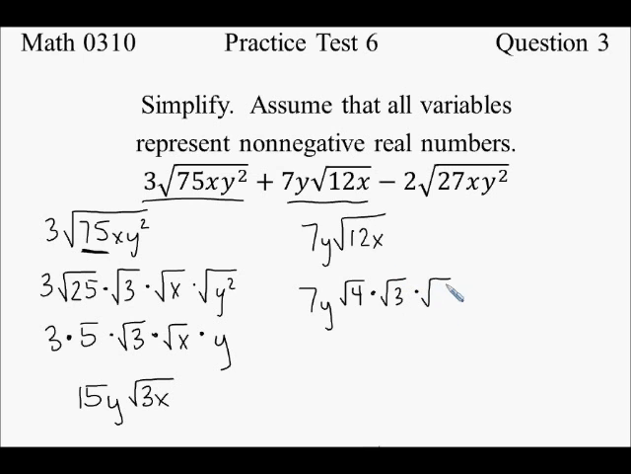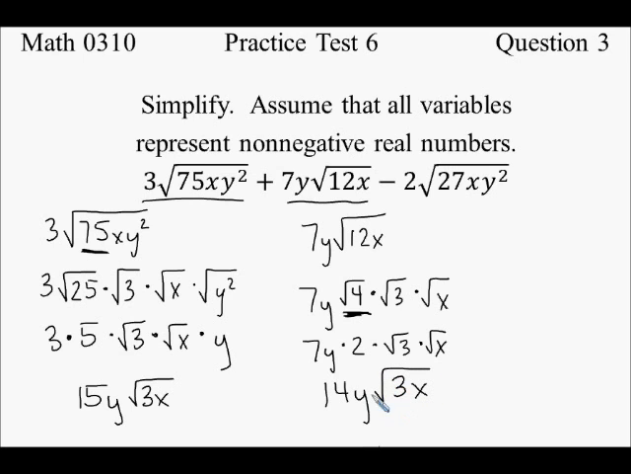So we've sort of broken it up into pieces. And we broke 12 up as a perfect square that we know. We know the square root of 4. So this becomes 7y times 2 times square root 3 times square root x. Okay, so now our 7 times 2, we would get 14y out here. And then square root 3 times square root x, we're going to get square root 3x there.